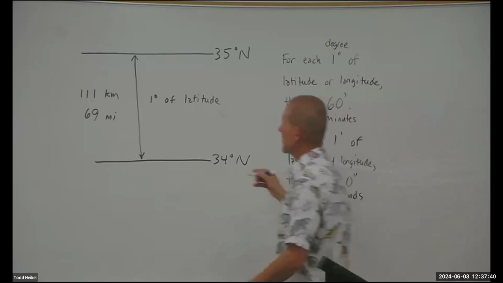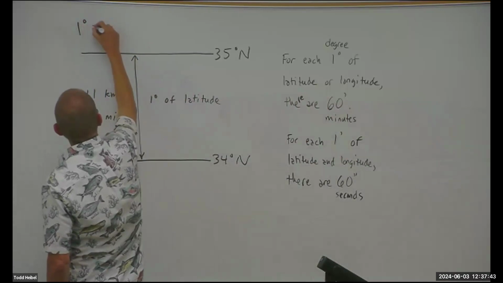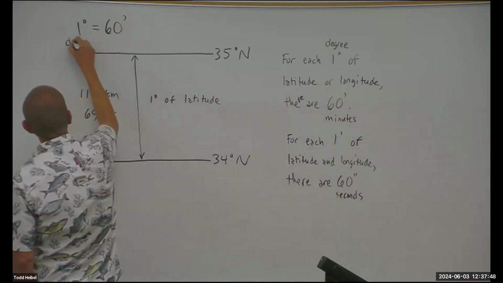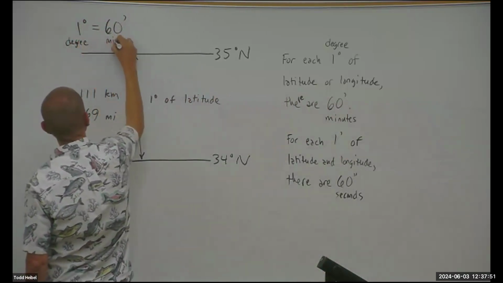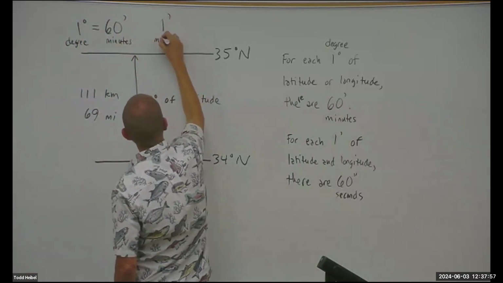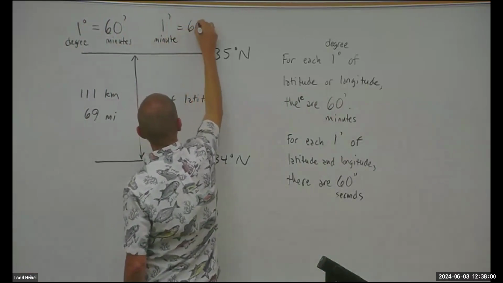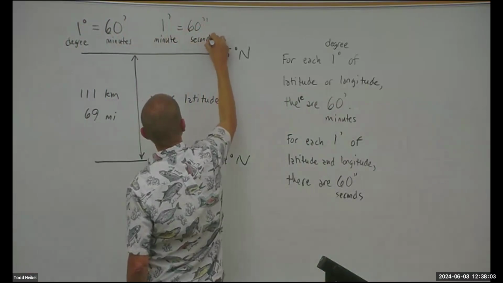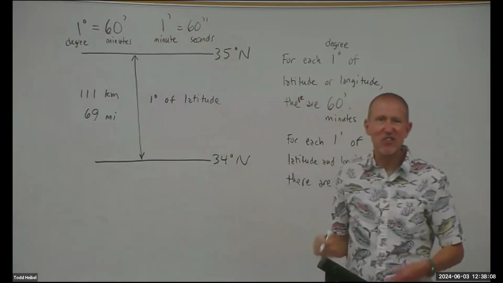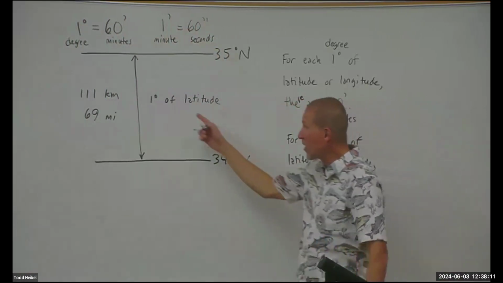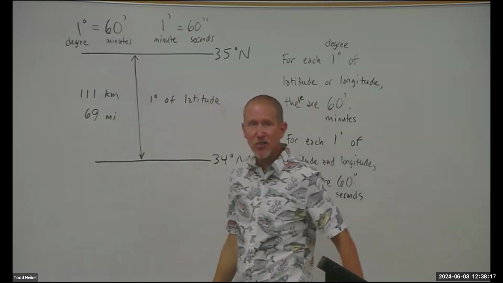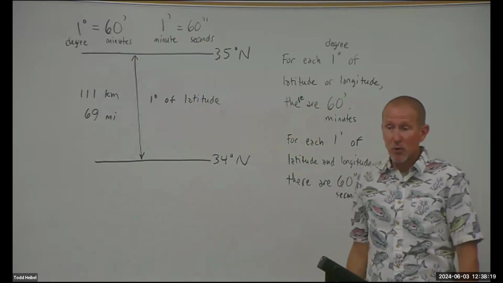So it's like this: for every degree, there are 60 minutes. So in each 1 degree of latitude or longitude, there are 60 minutes, and then in every minute of latitude or longitude, there are 60 seconds. So it's just a way to be more precise. If we split this into 60 smaller segments, we already would be much more precise.